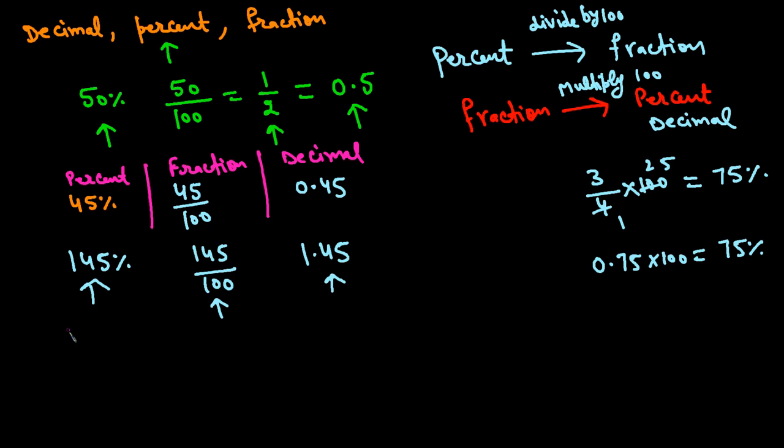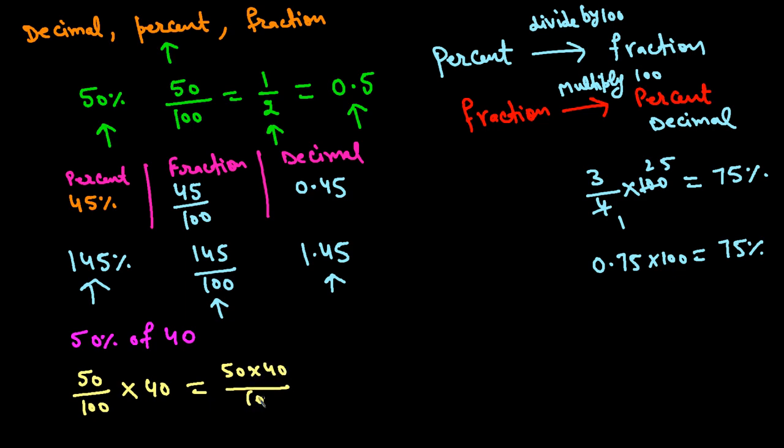Okay, so let's say one of them, the easy one, I'll say, what is 50% of 40? Okay, so we're gonna find 50% of 40. So 50% means 50 over 100. Of in math means multiplication sign 40. Okay, so that gives me 50 times 40 over 100. So 2000 over 100. So answer is going to be 20. So 50% of 40 is just 20. Okay, that's one kind of problem.